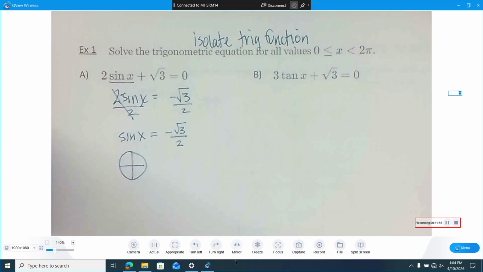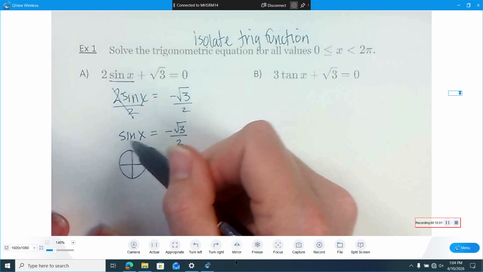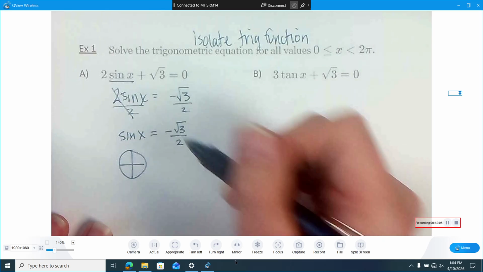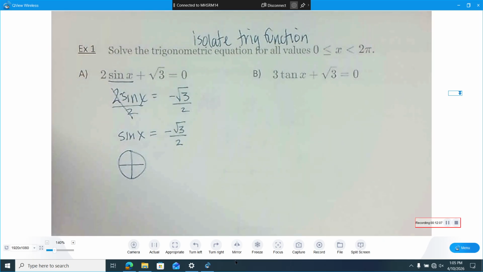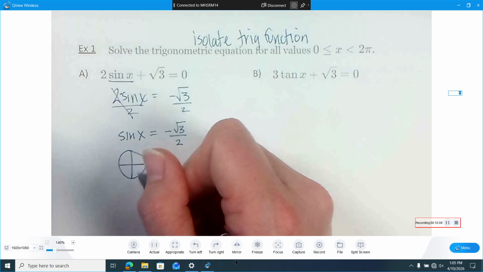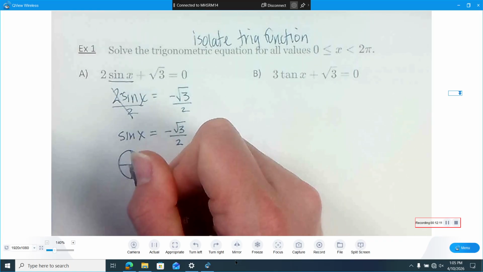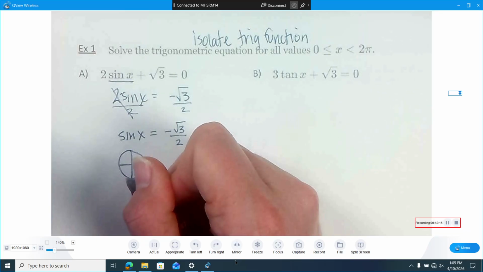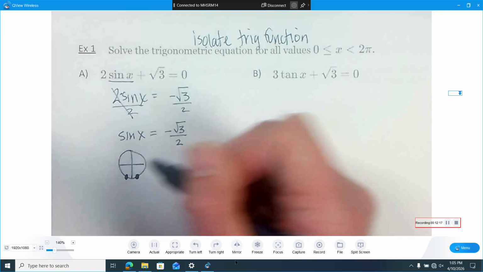So I always just make a little circle here. Where is the sine coordinate equal to negative radical 3 over 2? So this is the y value equal to negative radical 3 over 2. That's a very long y coordinate. That is like negative sine. It has to be down here.